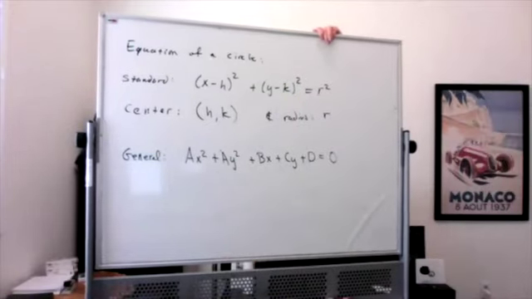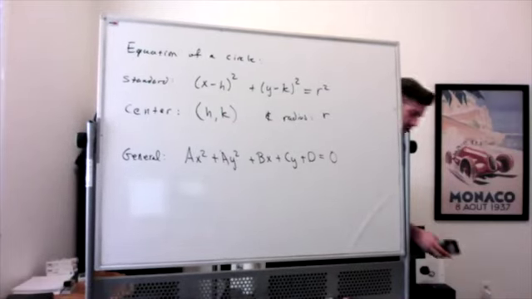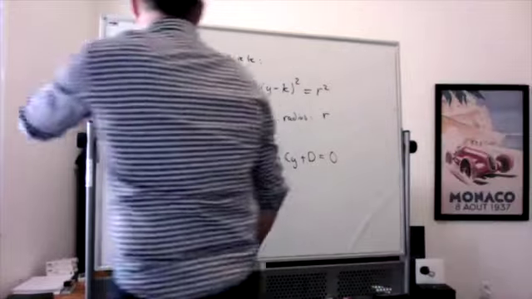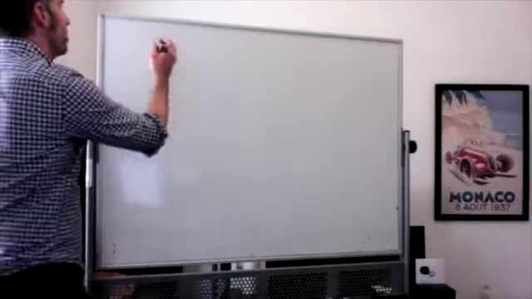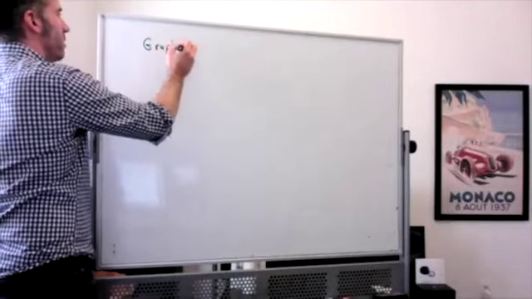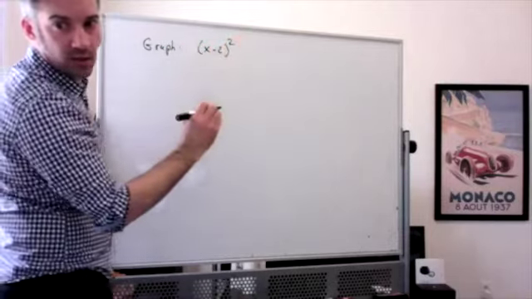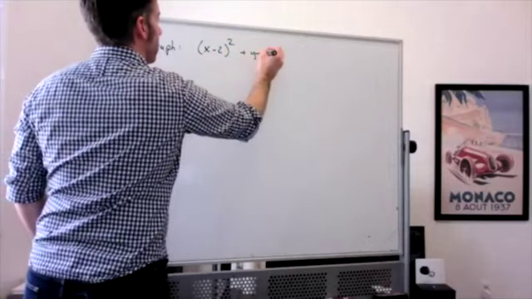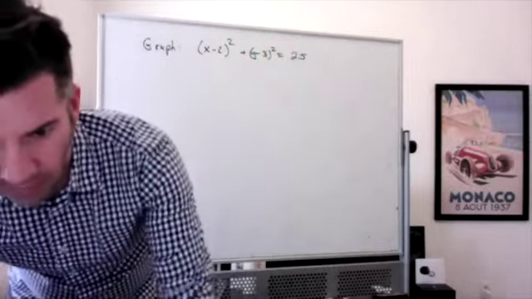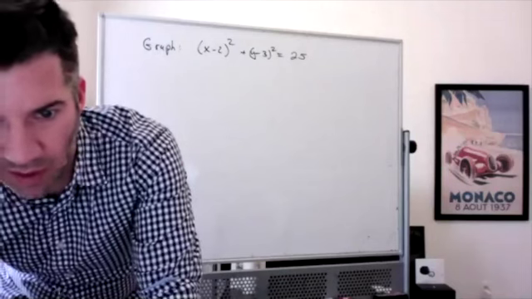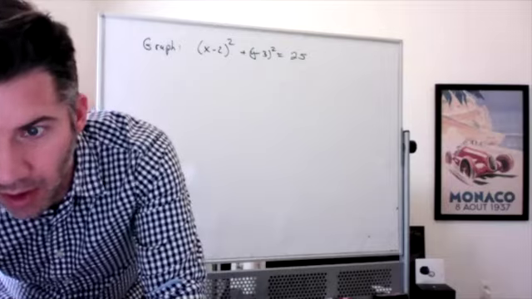So let me erase this side. All right. So we're going to graph the circle (x minus 2) squared plus (y minus 3) squared equals 25. Depending on what kind of thing you're drawing your circle on, you can be very precise or not super precise.